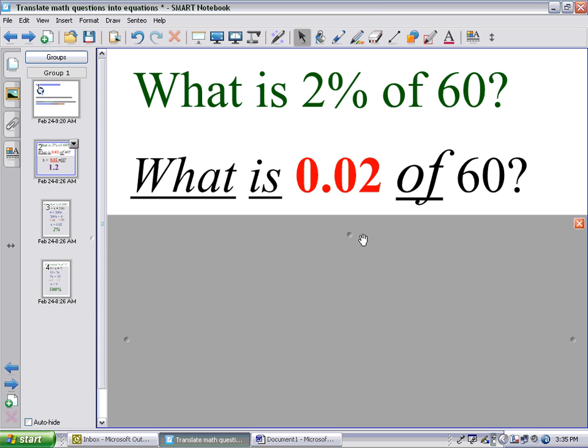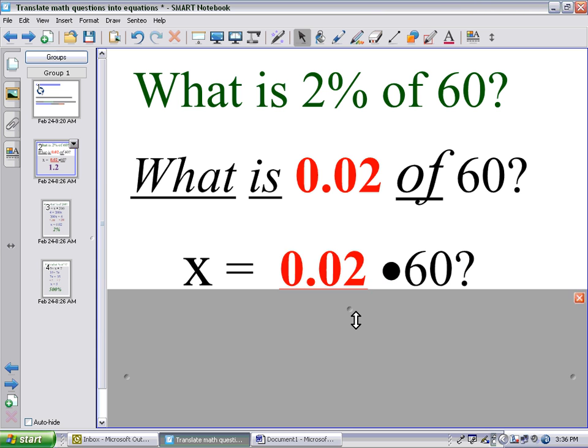Now notice I've underlined and italicized the words what is and of. In mathematics, they all stand for and represent mathematical symbols. Our goal is to take this English question and translate it into a math equation that we're used to solving. When we do this, the word what is always what you're trying to find. That's the missing variable, and remember in algebra, that is represented as x.